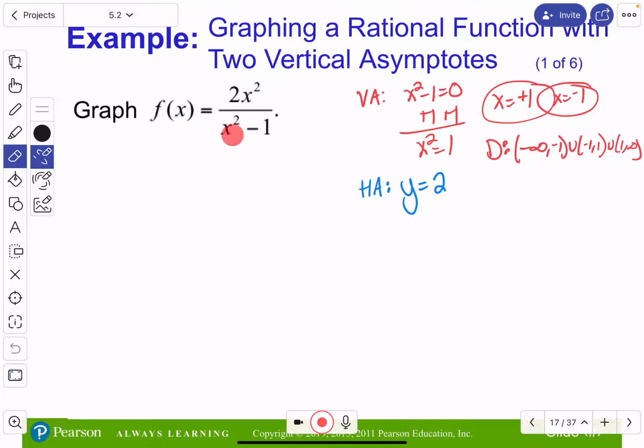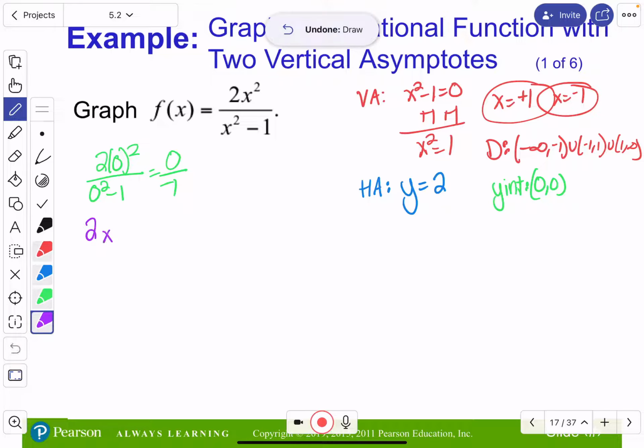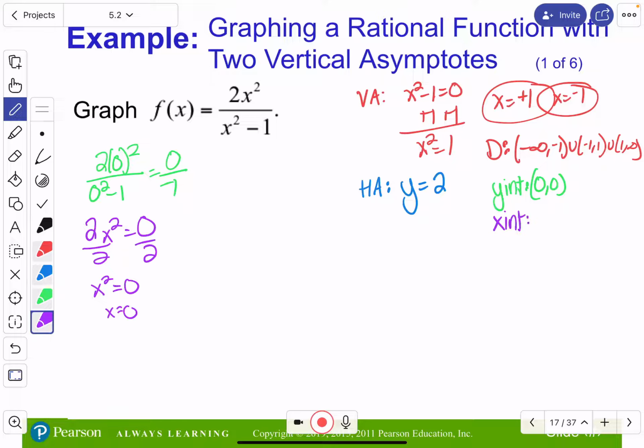Y-intercept, we plug 0 in for x. Well, if you have 0 on the top of a fraction, it equals 0. So our y-intercept is 0, 0. X-intercept, set the numerator equal to 0 and solve. So if we divide by 2, square root of 0 is 0. So our x-intercept is also 0, 0.